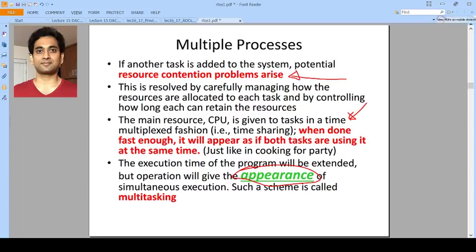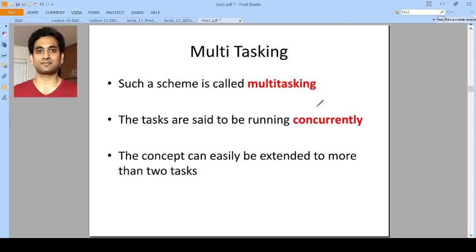But in reality, in systems where there is just one processor, even if we call them multitasking systems, only one task is executing at the same time. But we are switching between these tasks so fast that it appears like all these tasks are running in parallel. So what is this kind of scheme, this kind of mechanism called? We gave a name to it earlier. It is called concurrent. We say all these tasks are running concurrently.